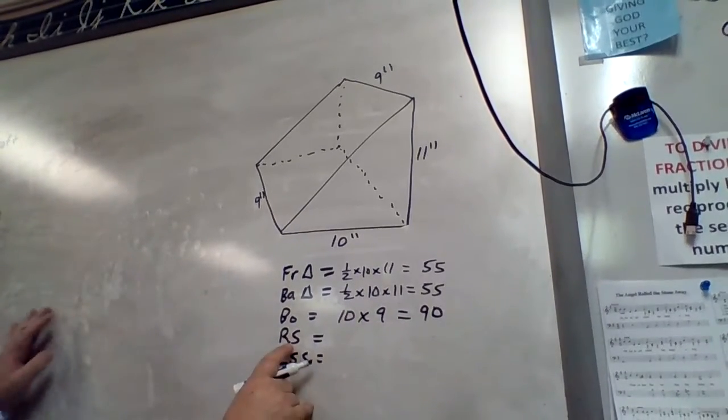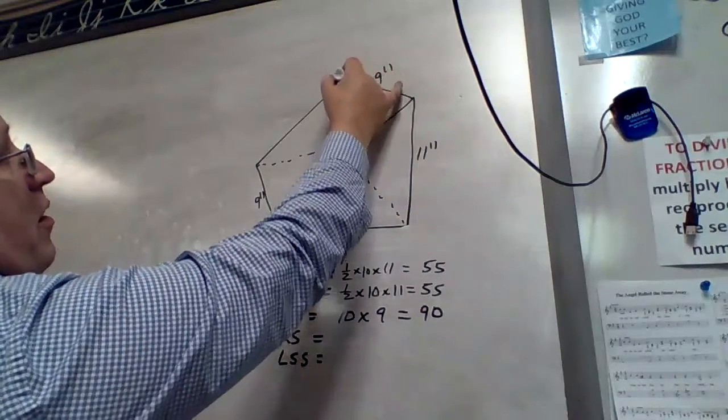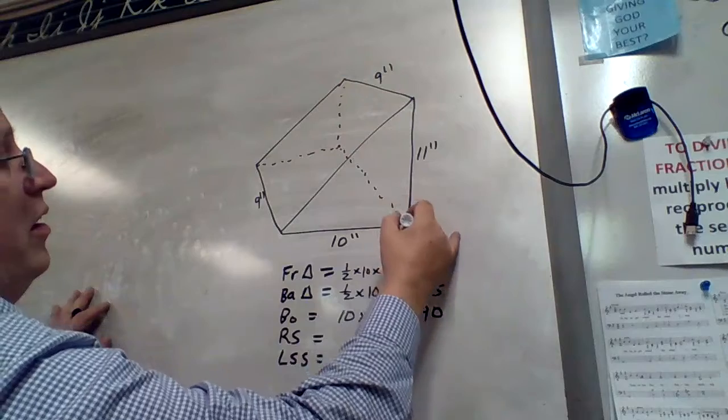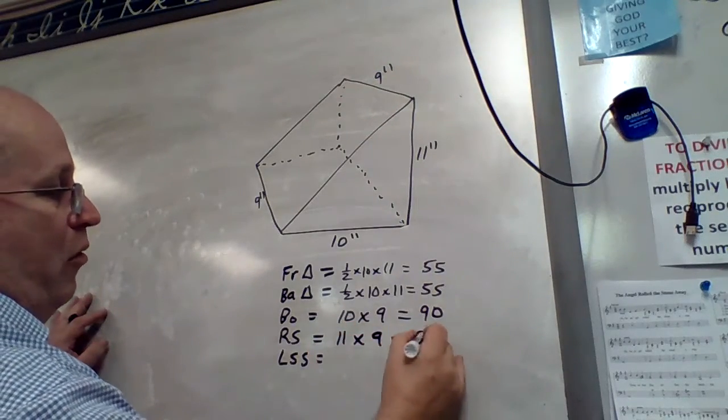How about the right-hand side, the side over here? All right, here, here, here, and here. What is that? Isn't that 11 times 9, or 99?